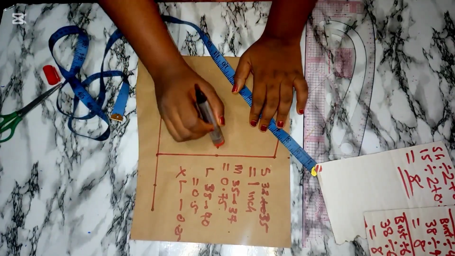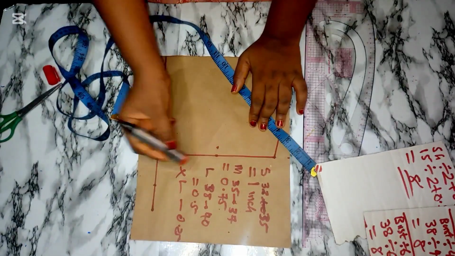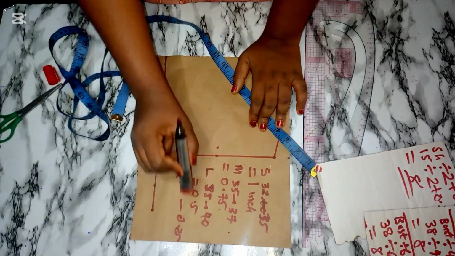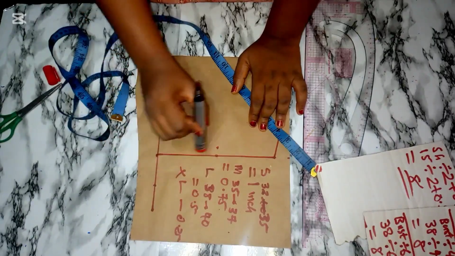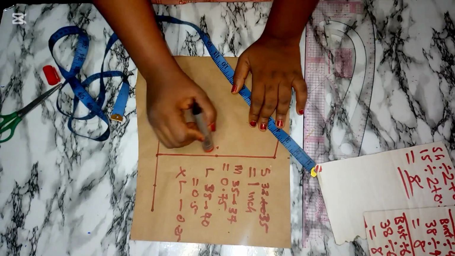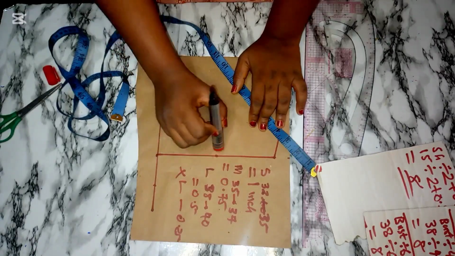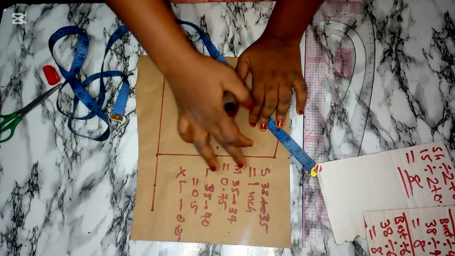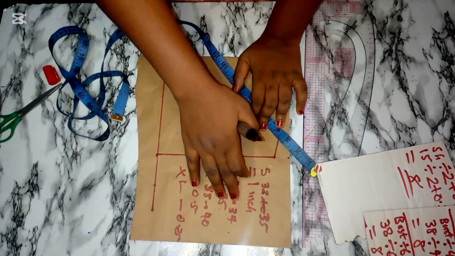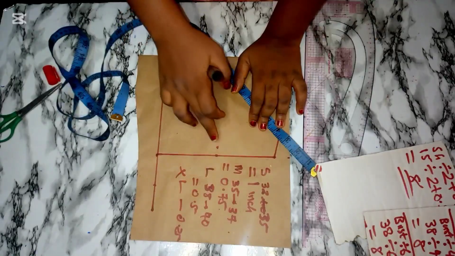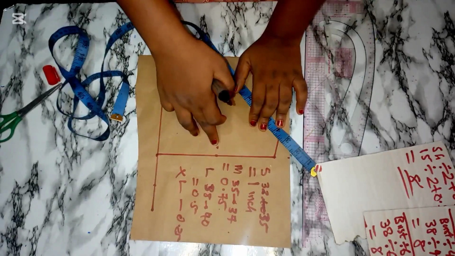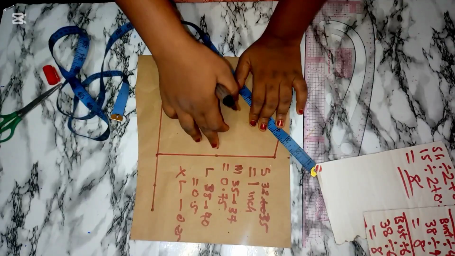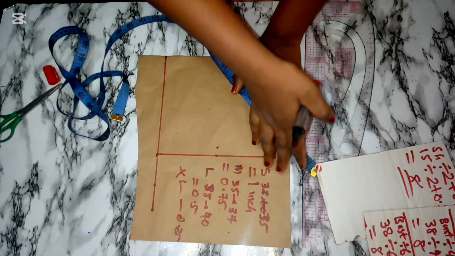So if your bust circumference falls under small, you know that you are going to use 1 inch as your armhole curve. If it falls under medium, you should use 0.75 as your armhole curve. If it falls under extra large, you use 0.25 as your armhole curve. Mine falls under large, that is why I use 0.5, okay? So take note of this in case you want to do yours, you won't be confused.